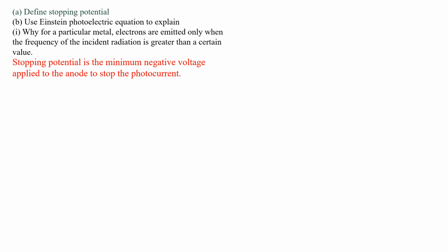Now, we want to show that for a particular metal, electrons are emitted only when the frequency of the incident radiation is greater than a certain value. That value is actually known as the threshold frequency f0. So we are going to do that. If I have a metal surface which is illuminated by a source of light, that's an electromagnetic radiation, this has a certain energy E, and this energy has to overcome the work function, and definitely when electrons are ejected, they gain kinetic energy.